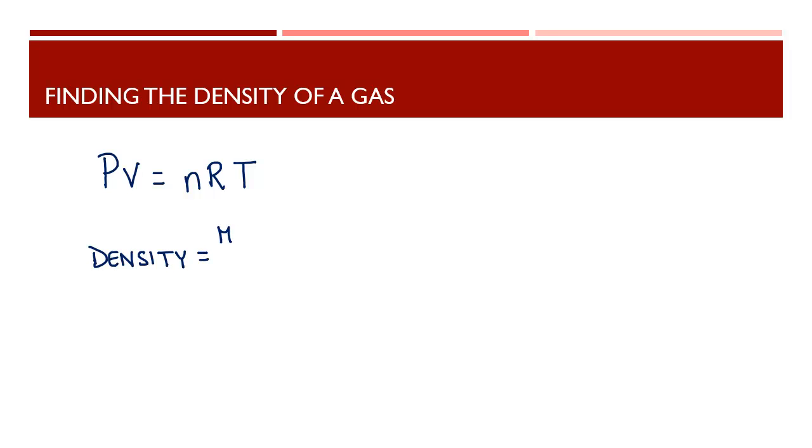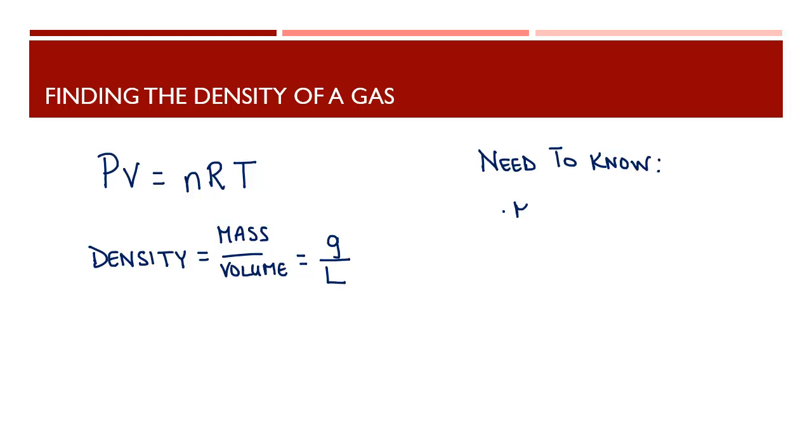Density is mass over volume. And we're used to calculating density using grams over cubic centimeters or grams over milliliters. But when it comes to a gas, the unit grams per liter is often used. Now, some things we need to know. We need to know the mass of the gas in question, so we would measure that in grams.